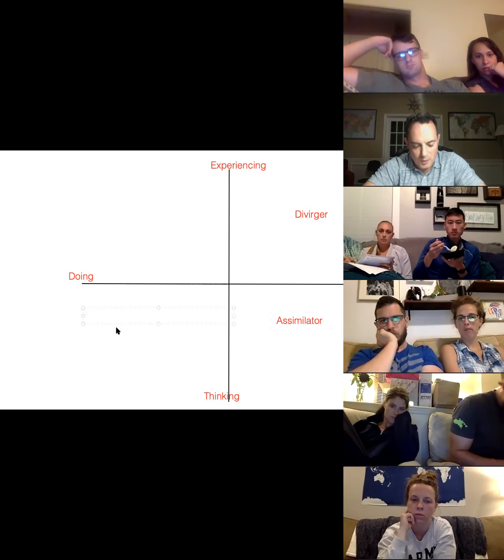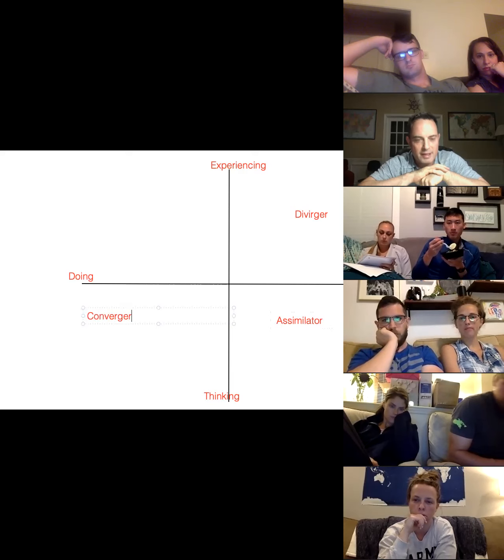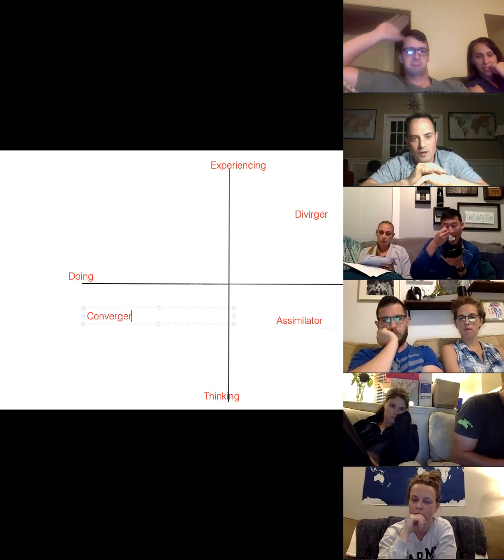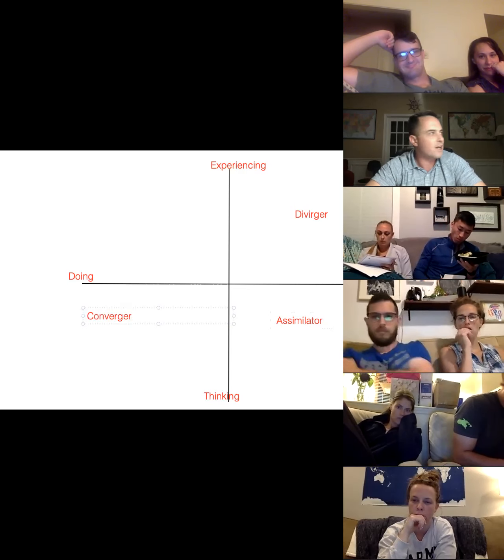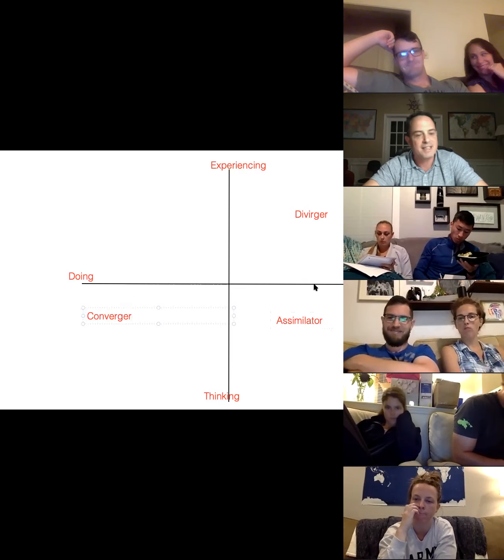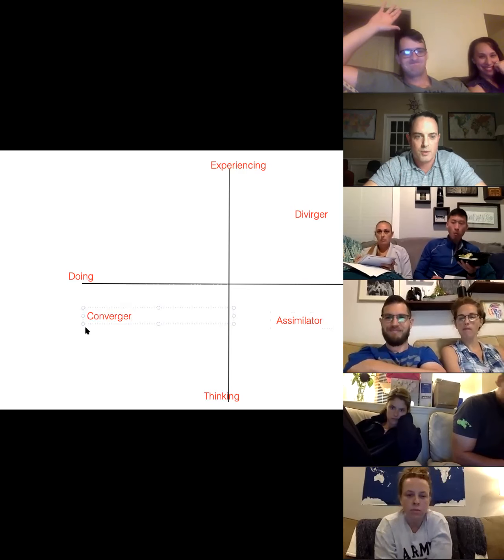Over here in this quadrant, we got the Converger. The Converger learns by doing, and they want to solve the problem. Going out there and trying to solve the problem. Let's get this thing fixed. No more talking about it, assimilators and divergers. Let's get this thing done. And it's in the doing and trying to solve the problems that they learn more.